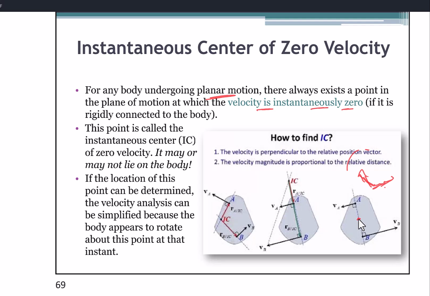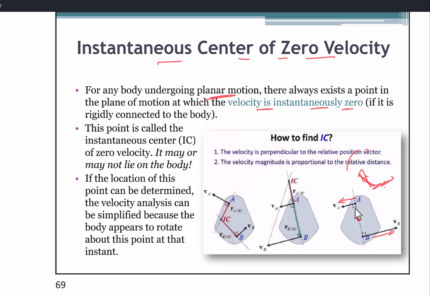For example, when this is rotating, the velocity of this point in the middle is zero. This goes with a certain velocity, this goes with a certain velocity. So it's rotating about somewhere in the middle here. Okay. So the velocity of this point is zero. It's called the instantaneous center of zero velocity. This point is called this IC, and it may not lie on the body.